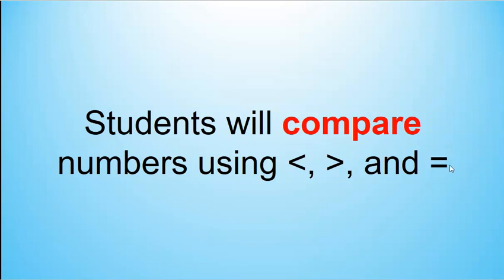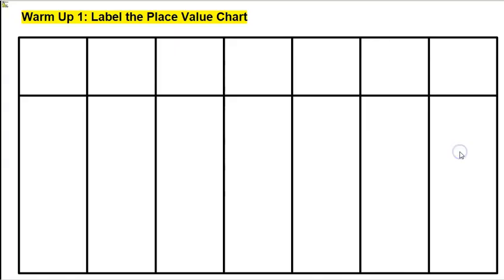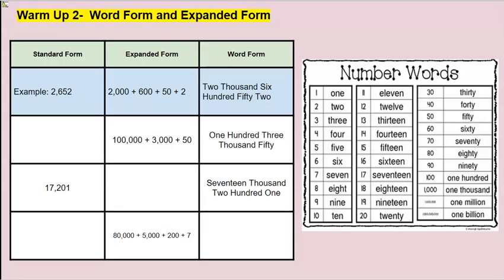So first, there's a couple warm-ups for you to do in the Pear Deck. And you can do them now, you can do them later. It really doesn't matter when you do them as long as you make sure you do them. So one of the ones is labeling the place value chart. We know how to do this. Just label it, okay? The next warm-up is to write in word and expanded form.